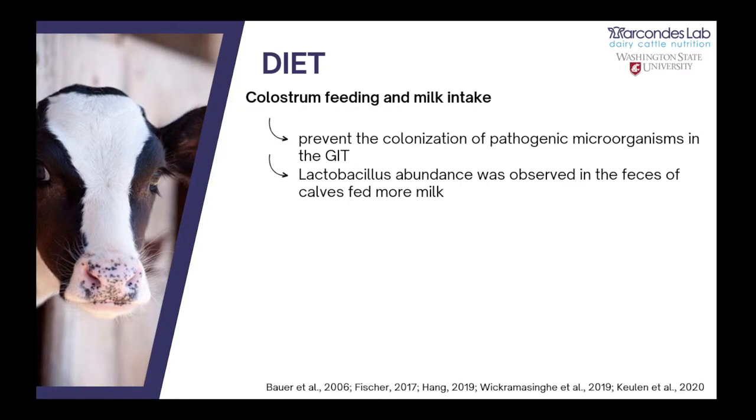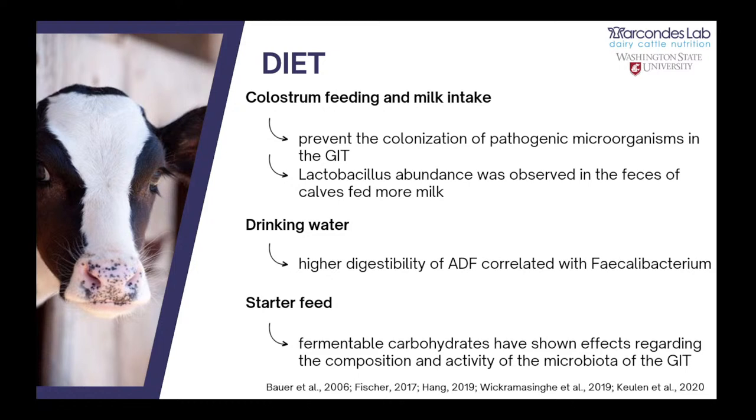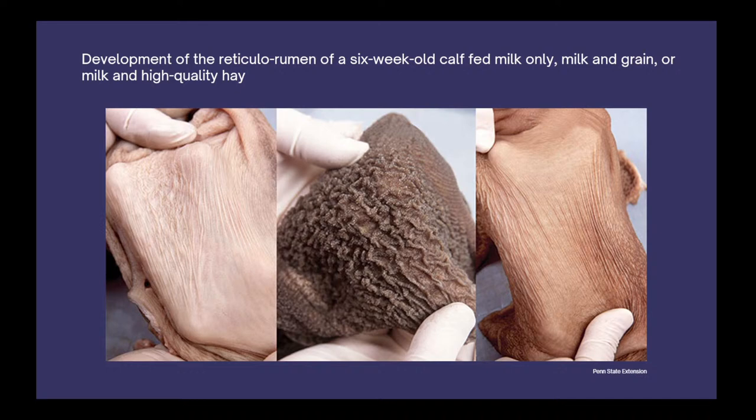There's a lot of debate about colostrum. I'm not focused on that. You do know that colostrum has bacteria that will influence the colonization of the rumen. Water, of course. There's some evidence that some ADF-correlated bacteria, so fecal bacteria, are obtained through the water the animals drink and the starter feed. I'm not coming back to this because we already discussed that.